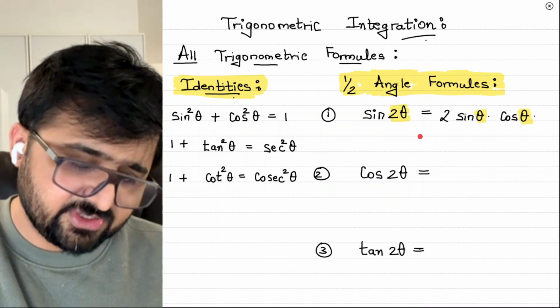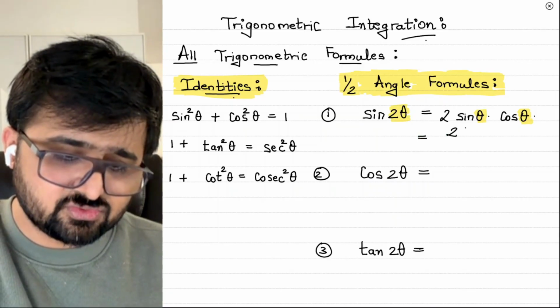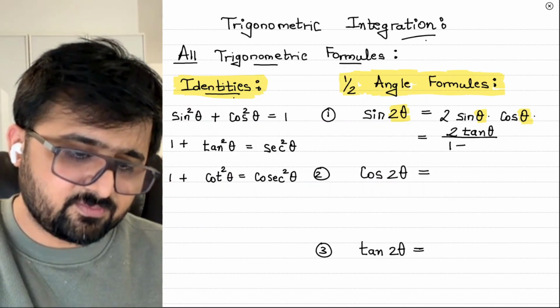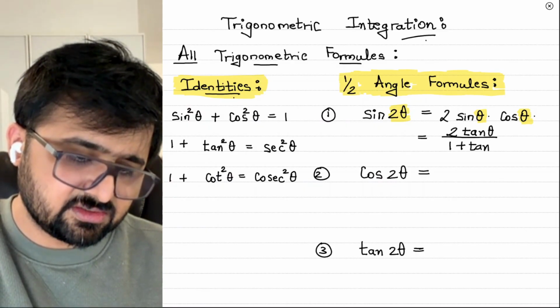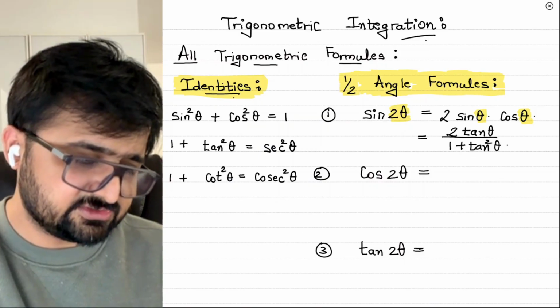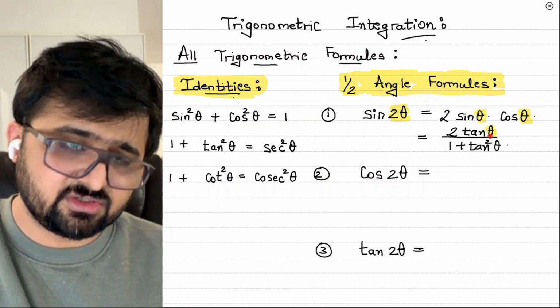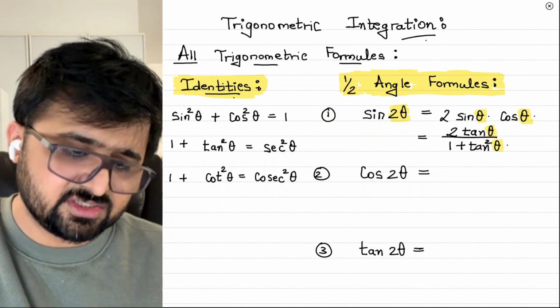There is another formula for sine 2 theta. It is 2 tan theta divided by 1 plus tan square theta. Again, the angle here is half. If it is 2 theta on the LHS, on the right hand side it will become theta.